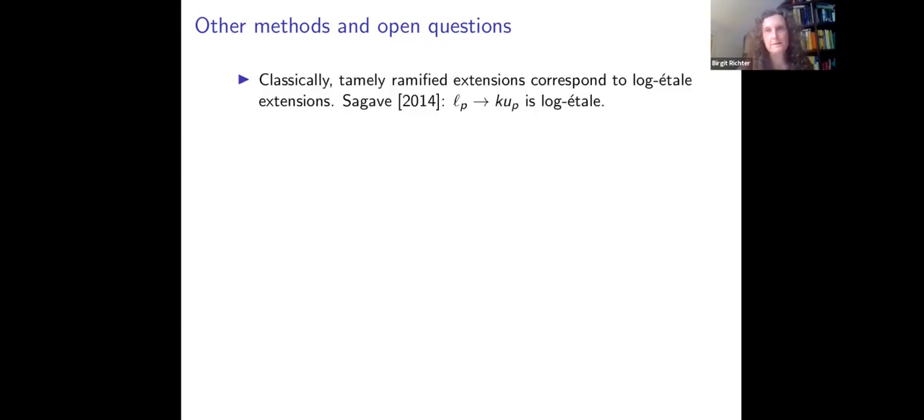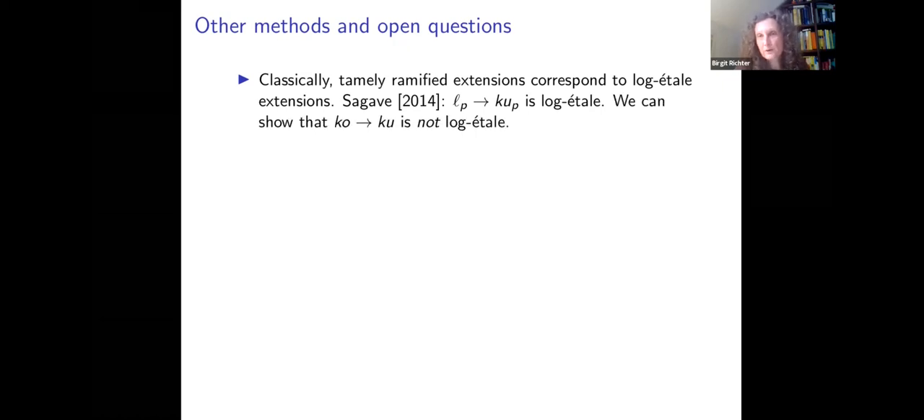So let me just close with some other things that we tried and some open questions. There's a classical game that tame ramification of Dedekind domains in number theory corresponds to log étale extensions. So you allow for log singularities. And Stefan Schwede actually showed that the inclusion of the Adams summand is log étale.